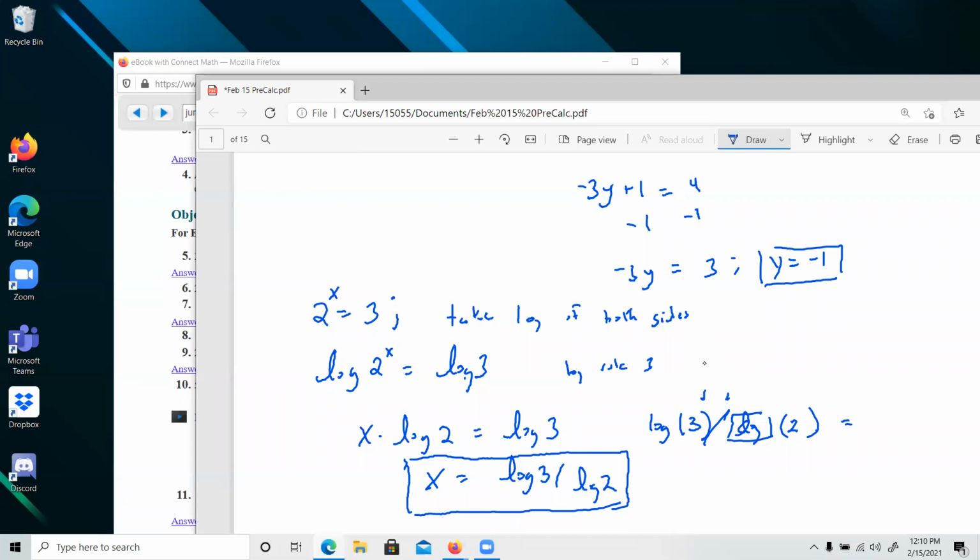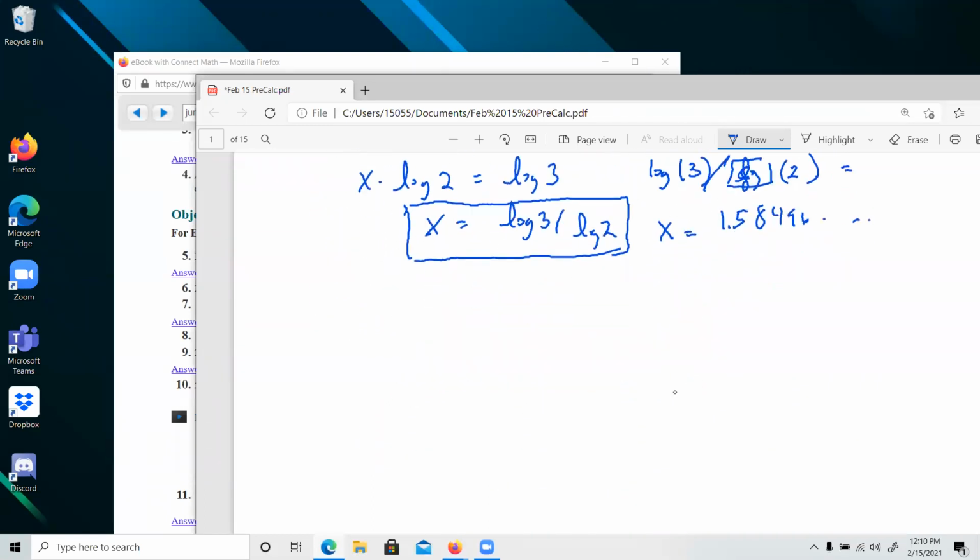Now, if you need to figure out what the number is, because maybe it's for time or something like that, you're going to come up with the fact that x is equal to 1 point 5, 8, 4, 9, 6, and it keeps going because it's not a rational number.